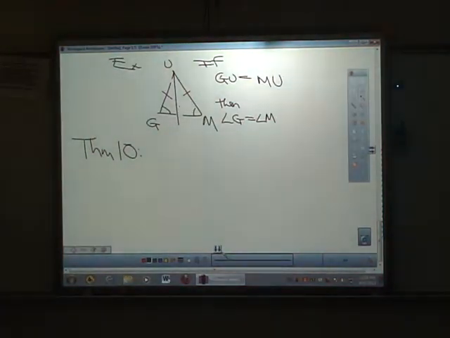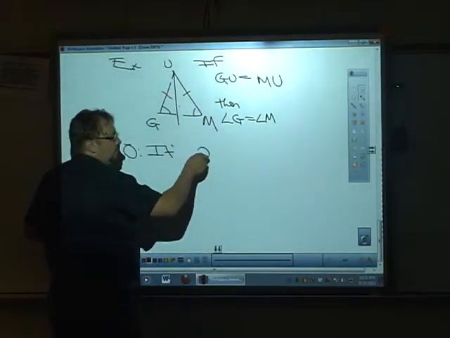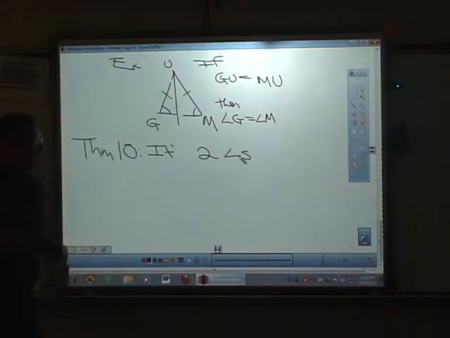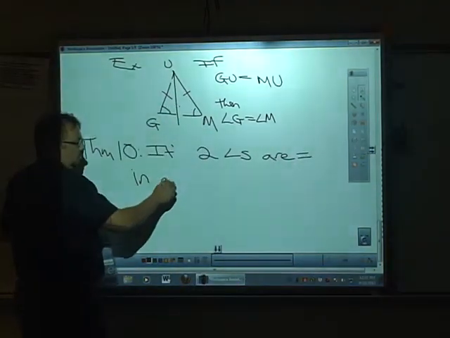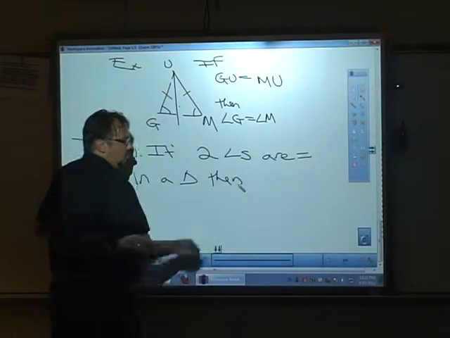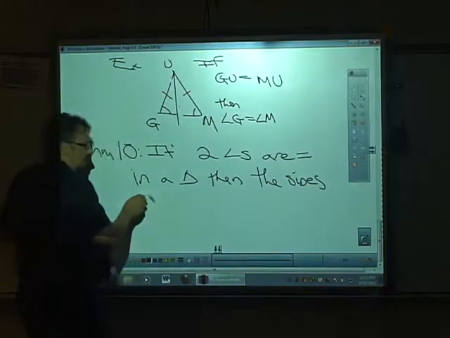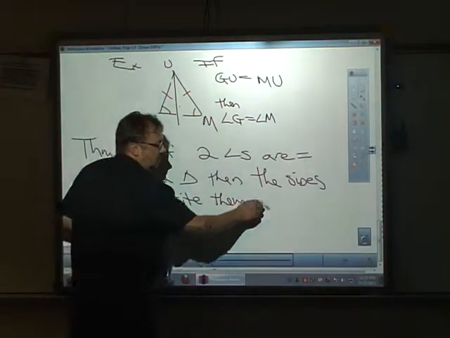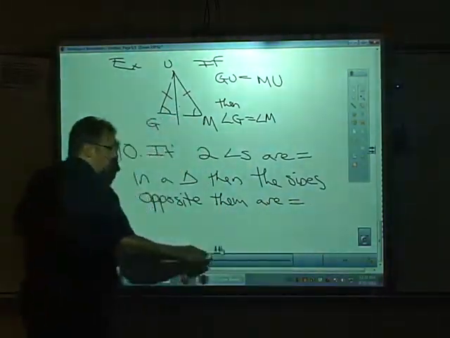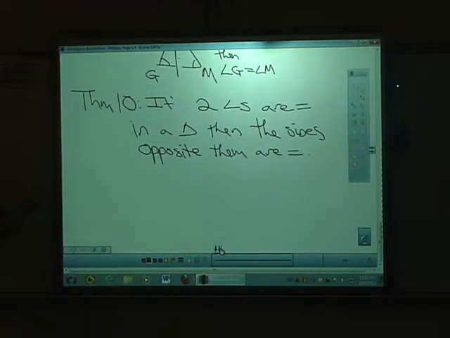Theorem 10 says, as opposed to if two sides are equal, then the angles opposite them are equal, it says if two angles, again in a single triangle, are equal in a triangle, then the sides opposite them are equal. Just the converse, just the reverse. So Theorem 9, if you have two sides the same, then the opposite angles. Theorem 10, if you have two angles the same, then the opposite sides.